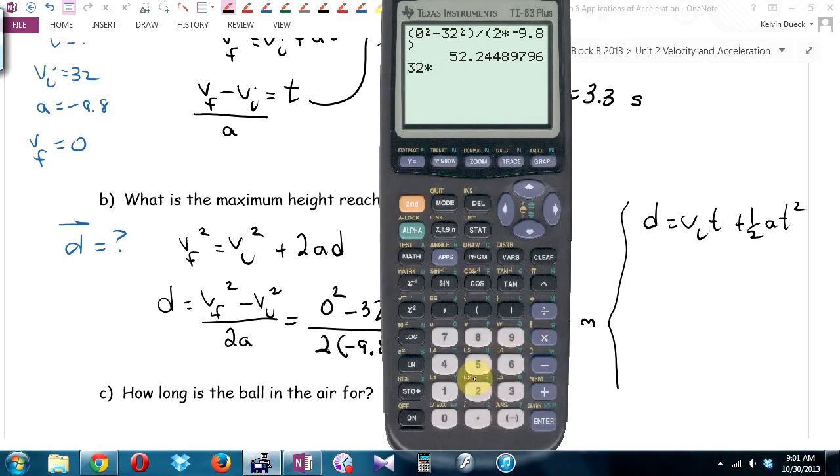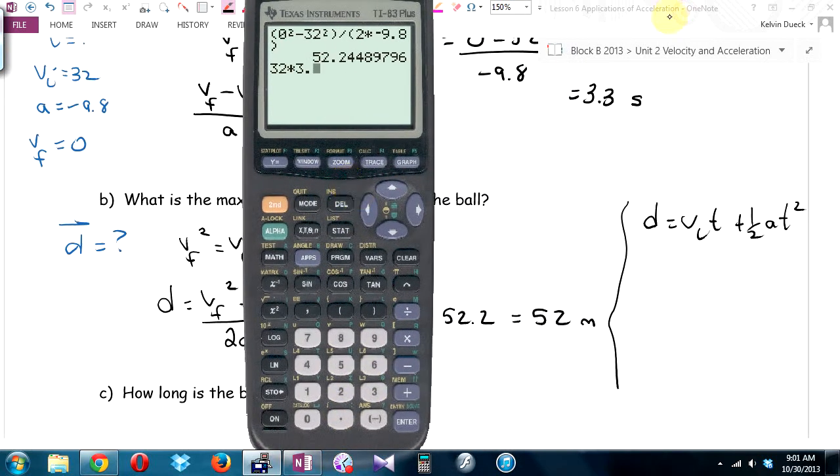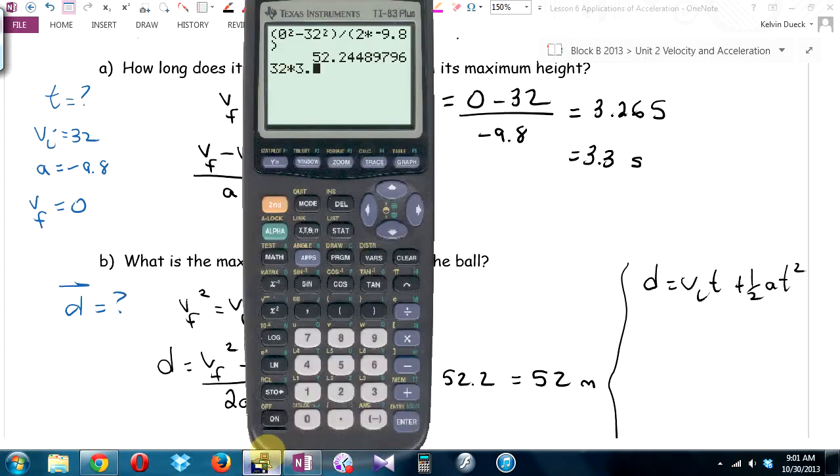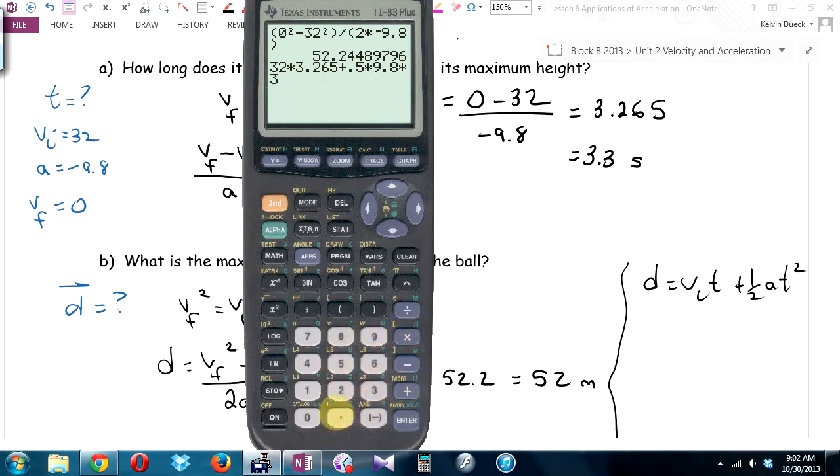32 times 3.26? What did I say the time was actually? 3.265? So if I go 32 times 3.265 plus 0.5 times negative 9.8 times 3.265 squared. And if I get a, whoop, did I type this in wrong? Negative, Mr. Dueck. Thank you, Carly. I did type it in wrong. If I get a negative, Mr. Dueck, come on. I know what happened.